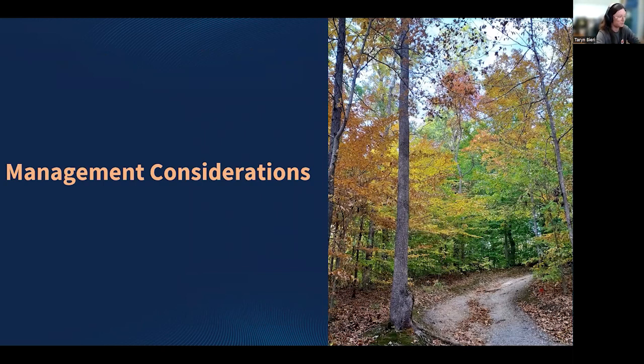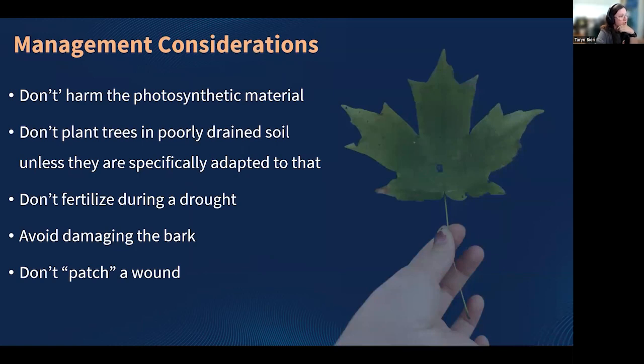So I kind of wanted to wrap up with a few management considerations based on what we've covered today. So number one, don't harm the photosynthetic material if you don't have to. This is a concern, especially, well, mainly during the growing season. Remember, we discussed that respiration occurs 24/7 and 365 days a year, but photosynthesis is only occurring during the growing season and only during the day. So rates of photosynthesis need to be much higher than rates of respiration, which is normally not a problem, but we don't want to give the tree any extra trouble with that.